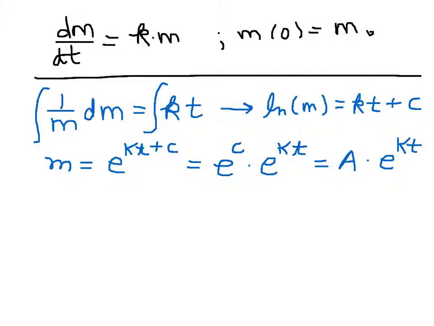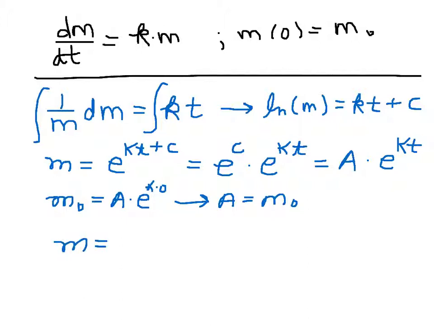Now remember our initial condition, that when t is 0, m is equal to m sub naught. So if we make that substitution, we have m sub naught is equal to a times e to the k times 0, and k times 0 is 0 and e to the 0 is 1. So this implies that a is equal to m sub naught, and so therefore we have our final equation that works for either exponential growth or exponential decay, and it will always look something like this.